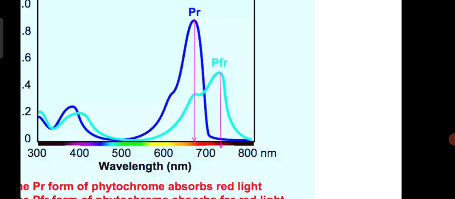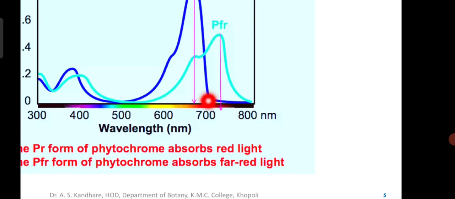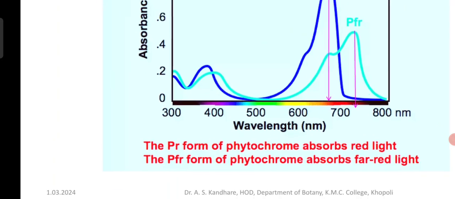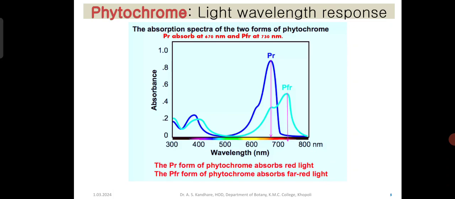So this graph indicates that the phytochrome pigment is very much sensitive to this range of light wavelength comprising red to far red. And this range, 600 to 800 nanometer, is the range to which this phytochrome pigment responds and produces its physiological response. Okay, so this is the important thing that you have to note down here.